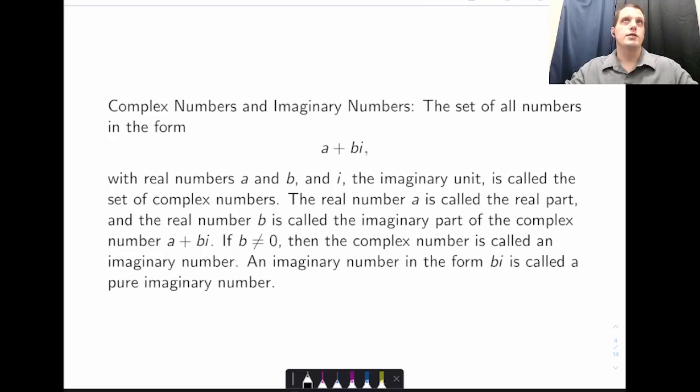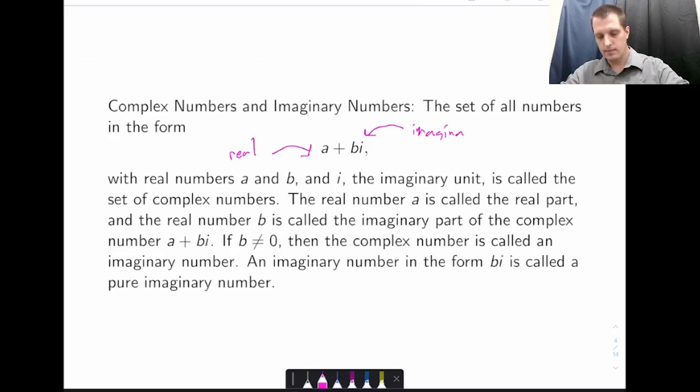Complex numbers and imaginary numbers. The set of all numbers in the form a plus bi, with real numbers a and b, and i the imaginary unit, is called the set of complex numbers. The real number a is called the real part. So right here we have the real part, and then b is called the imaginary part, because it has the i attached to it.